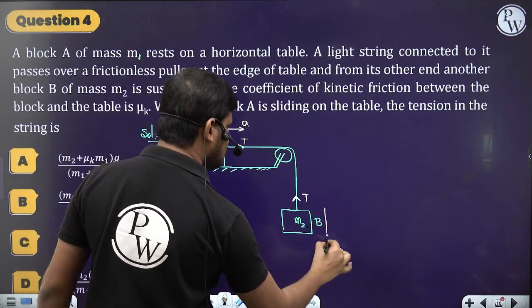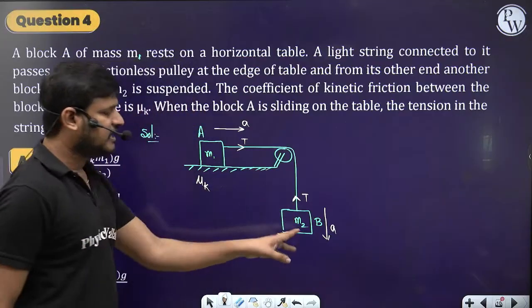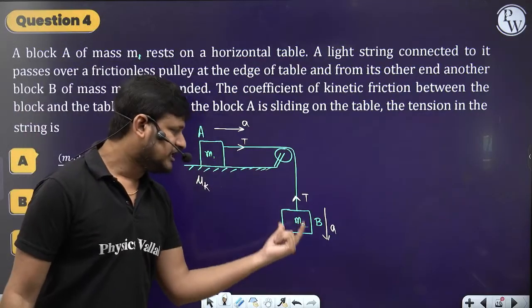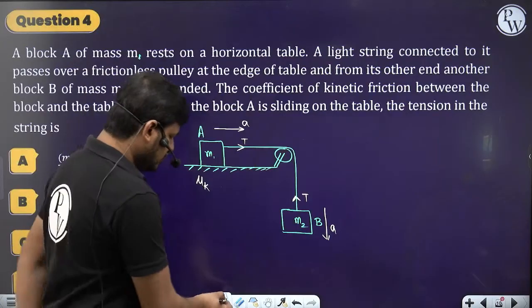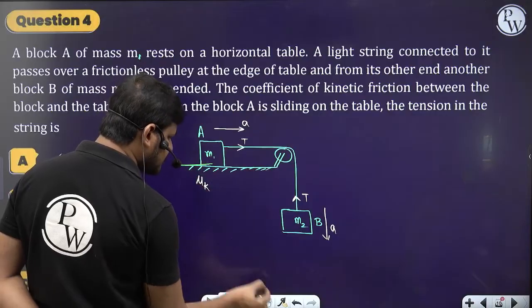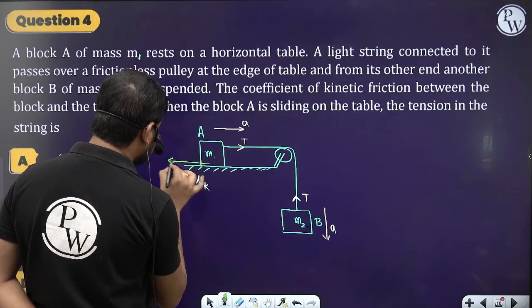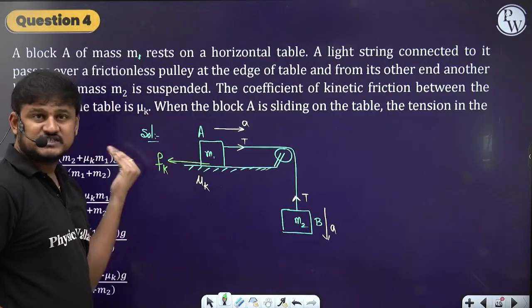So block B is accelerating this side obviously. Let's consider, according to the question, M2 is greater than M1, so that it slides downward. So it slides to the right side. As the body is sliding to the right here, the kinetic friction comes into the role. The kinetic friction that acts is Fk to the left side.